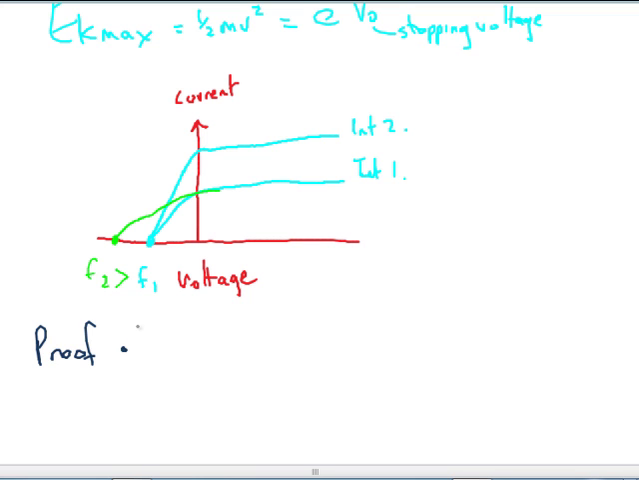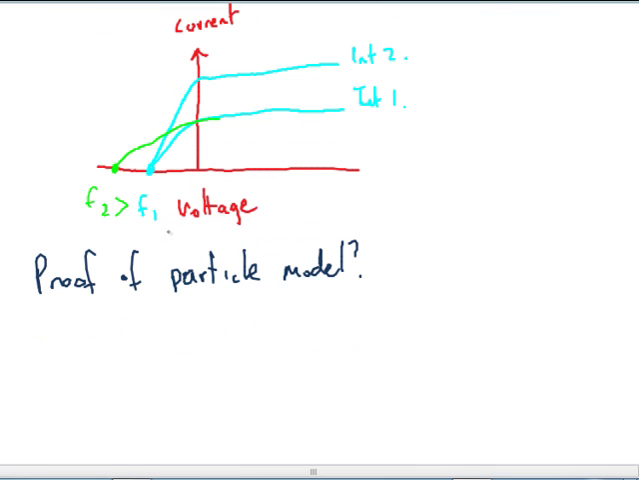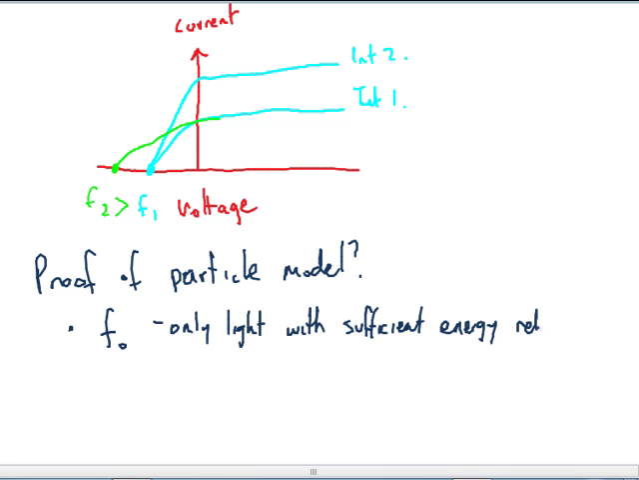So how does this provide proof of a particle model? So, a couple of things. F0. F0's a big one. Only light with sufficient energy releases electrons. And this is important.